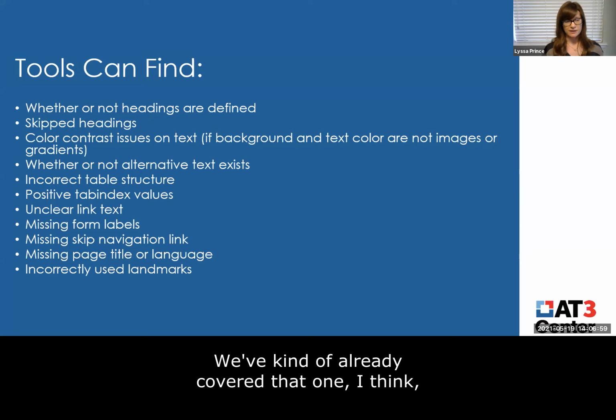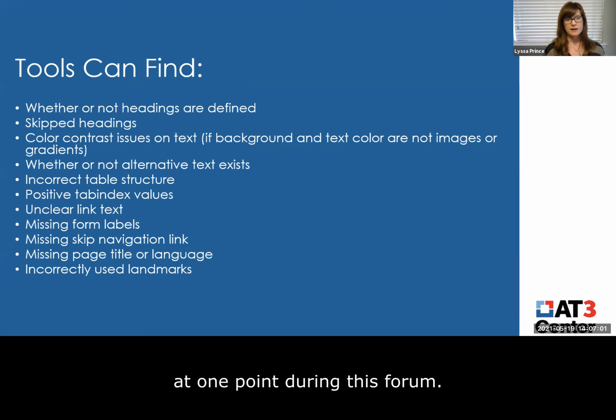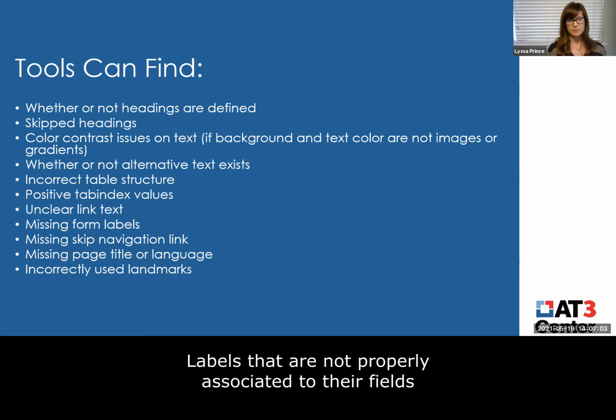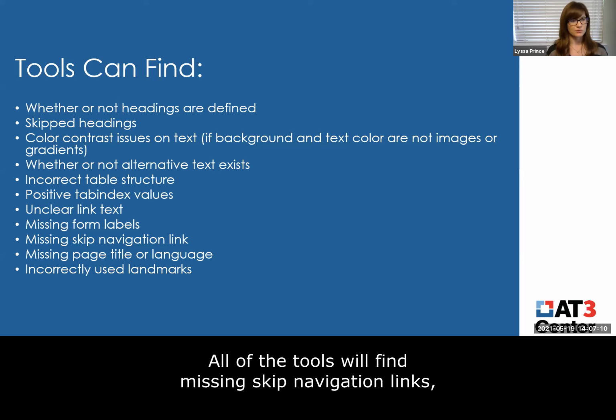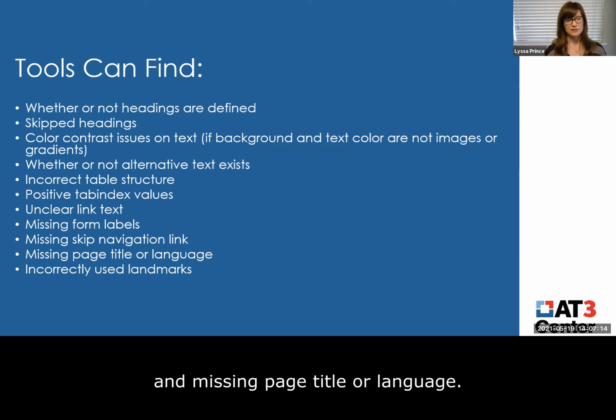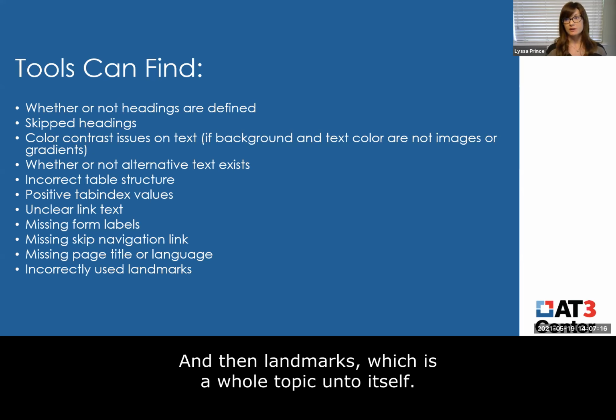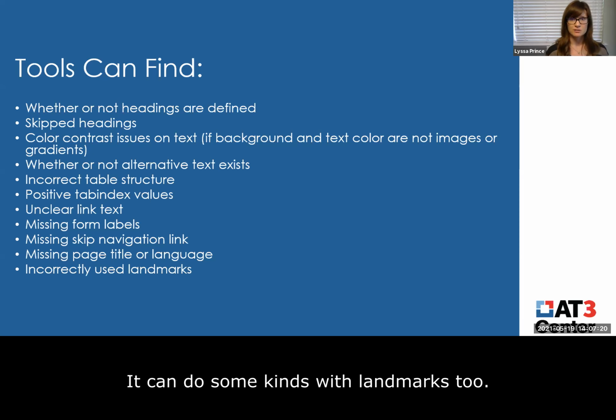We've kind of already covered that one, I think, at one point during this. Form labels that are not properly associated to their fields is another thing it can find pretty easily. A lot of the tools will find missing skip navigation links and missing page title or language, and then landmarks, which is a whole topic in itself. They can do some things with landmarks too.